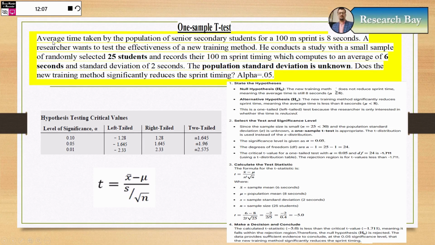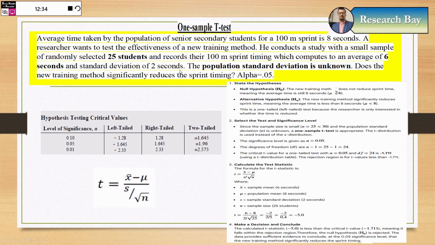The example given over here is: the average time taken by the population of senior secondary students for a 100-meter sprint is 8 seconds. A researcher wants to test the effectiveness of a new training method. He conducts a study with a small sample of randomly selected 25 students and records their 100-meter sprint timing, which computes to an average of 6 seconds and a standard deviation of 2 seconds.